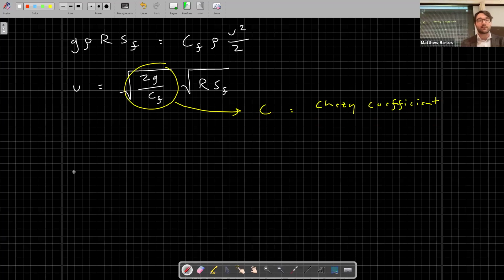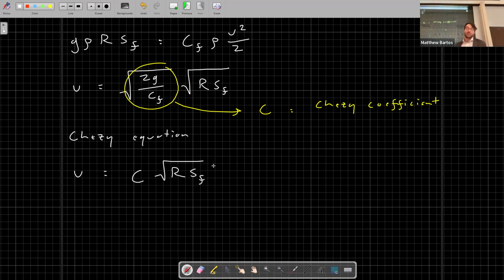So let's write down our general form for this equation. This is the Chezy equation. We have that the velocity of flow is equal to some coefficient C times the square root of the hydraulic radius times the friction slope. So as I mentioned, all of the different friction formulations we looked at were just different ways of specifying this C coefficient. Let's take a look at the Manning equation in particular.